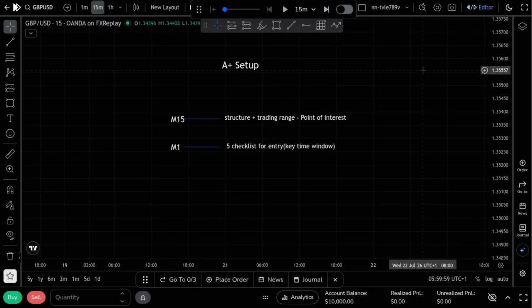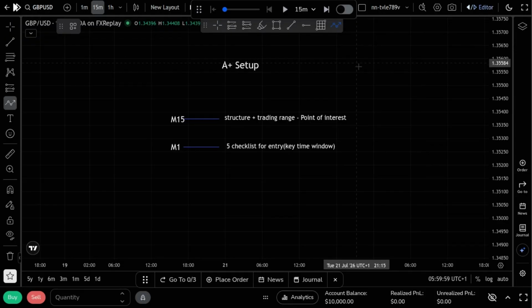An A plus setup for me is mainly focused on two time frames, which is the M15 and the M1. Sometimes I do look at the hourly time frame, but the hourly time frame doesn't really add to my intraday perspective, if you know what I mean. So on the M15 time frame, I look at structure, my trading range, and POI. And then on the 1 minute time frame, this is where I look for entry criteria, which is I've got 5 checklists for entry within a key time window, which is the first 2 hours of London session and the first 2 hours of New York session.